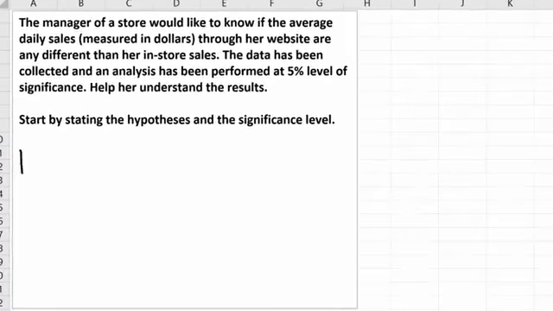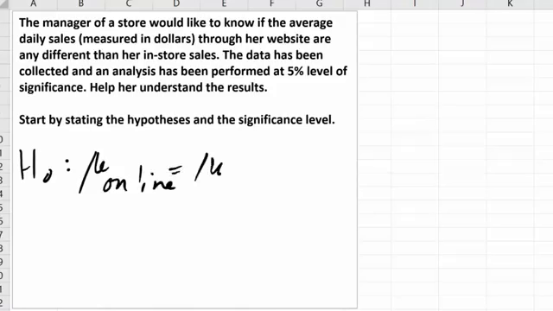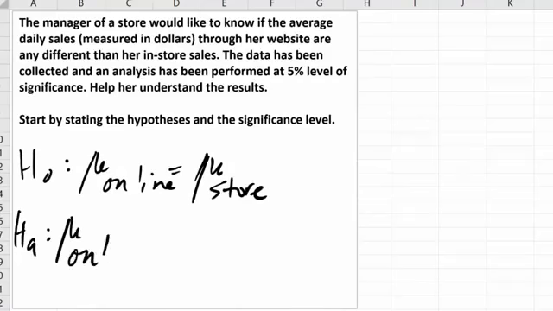So our null hypothesis is that there is no difference between the two, right? This is the online sales is the same thing as the store sales. And the alternate would be that no, they're not the same. So this is what we are checking.